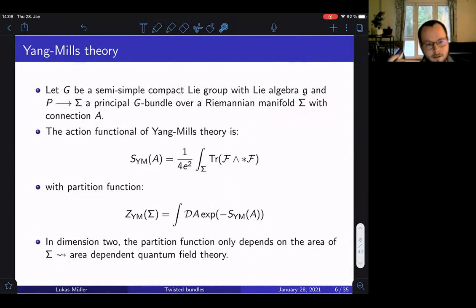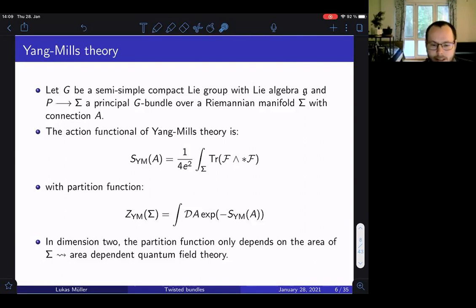And then the fields of Yang-Mills theory are principal bundles over the surface with connection. And the action functional is just given by taking the trace of the curvature wedge with the Hodge star, and then integrating over the surface. The trace here is a suitable normalization of the Killing form on the Lie algebra, and then there's a coupling constant in front. And what one wants to compute in the quantum field theory is now the path integral over all bundles with connection up to gauge transformation of this exponentiated action. And in 2 dimensions, this is actually exactly computable, as we will see in a few slides.